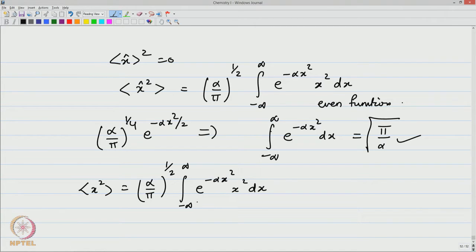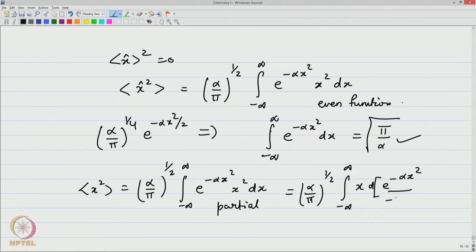And this integral can be evaluated using partial integration, using the u dv formula. So, let me write this as alpha by pi to the 1 by 2 integral from minus infinity to plus infinity x times d of e to the minus alpha x square by minus 2 alpha. So, one of the x is used to write this as a derivative of e to the minus alpha x square, because this will give you minus 2 alpha x times exponential by minus 2 alpha. So, it gives you the x.